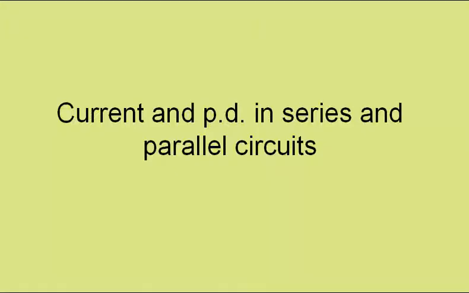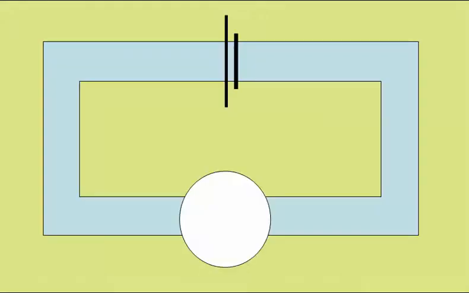Current and potential difference in series and parallel circuits. Here I have a very simple model of a circuit involving a cell and a lamp.